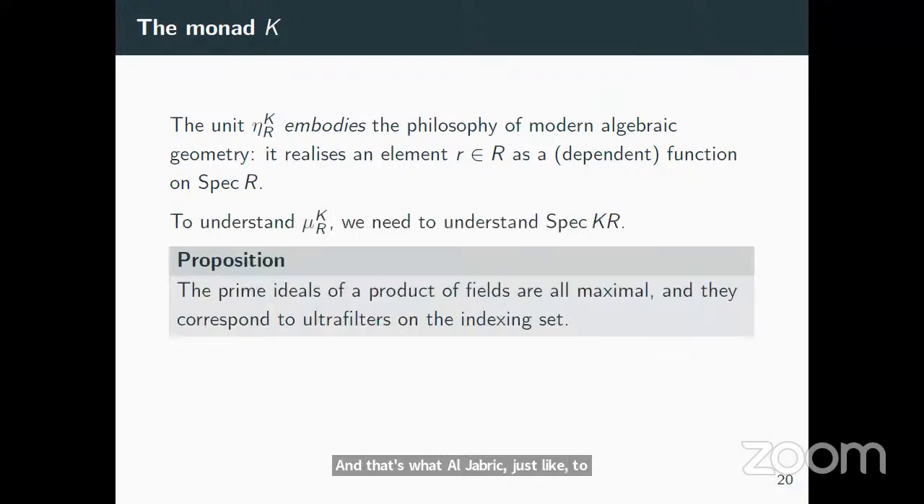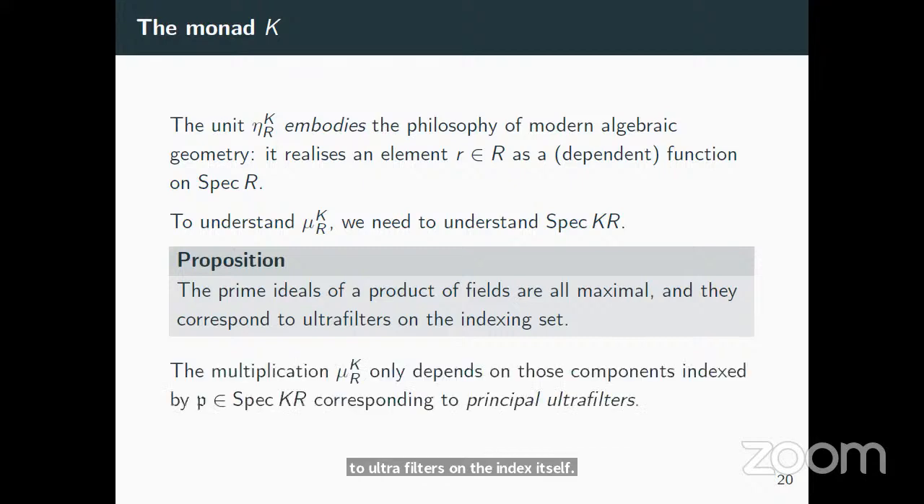To understand the multiplication, I'd have to know what the prime ideals of this product are, but it turns out that the prime ideals of a product of fields are easy to understand, and they actually correspond to ultrafilters on the index set. So somehow ultrafilters creeping in again here. With that in mind, I'm not telling you explicitly, but the multiplication actually only depends on some of those components of this big product K squared R, and they are exactly those components that correspond to principal ultrafilters.